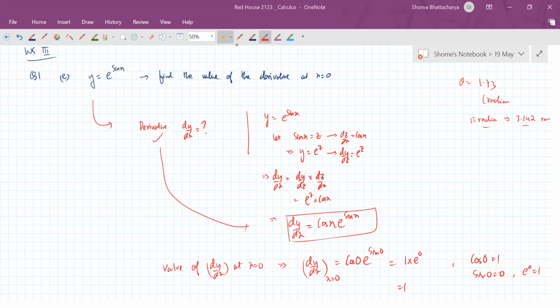So e raised power sin x is actually which thing? It is dy by dz. It is not dy by dx. This e raised power z is the derivative of e raised power z with respect to z. But z itself is sin x. So if y is written as a function of x like this, then the derivative of y is cos x into e raised power sin x.